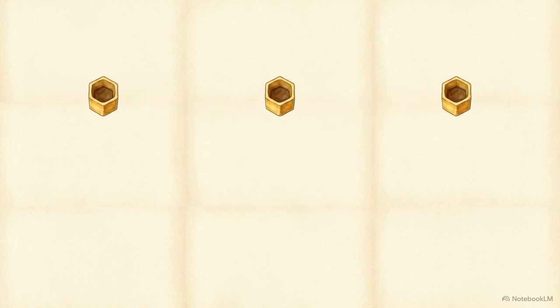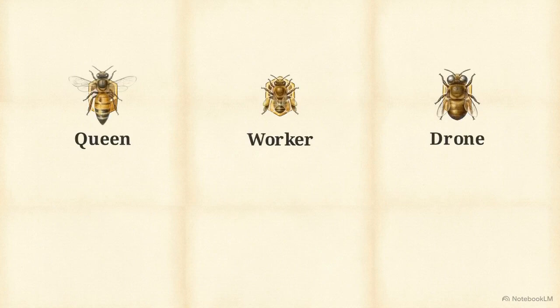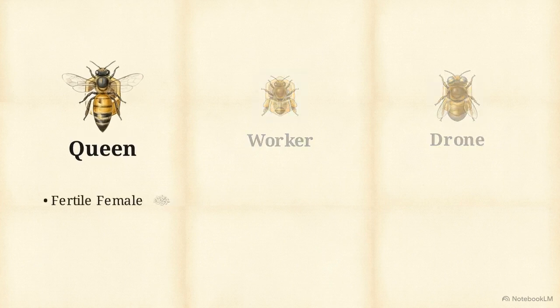Inside the hive, every single task is divided among three highly specialized types of bees. Here is a comparison chart showing the three members of that social structure: the queen, the worker, and the drone. Notice how their body shapes and sizes are entirely different, engineered for specific tasks.